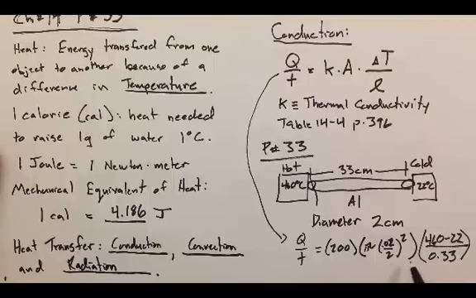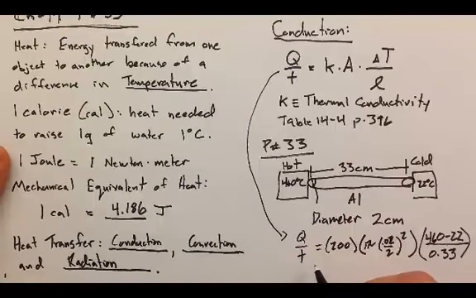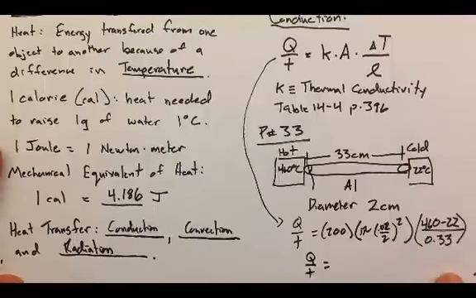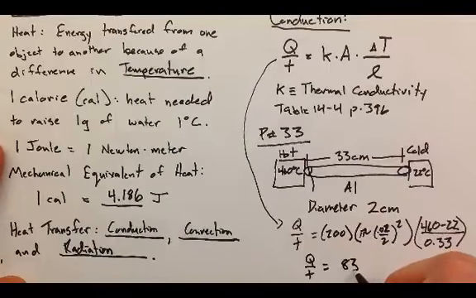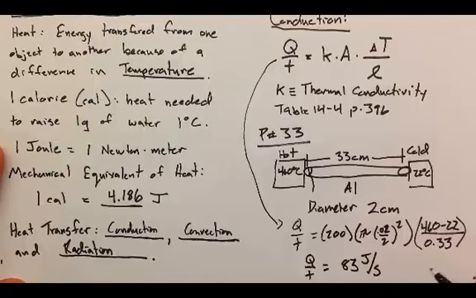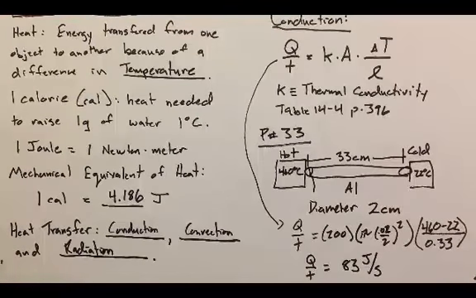Notice here I'm using all meters for my units, and for my temperature difference, I can use either Celsius or Kelvin, because remember the temperature difference between two objects will be the same, whether it's Celsius or Kelvin. And if I plug all that in, I will get a rate of heat transfer of 83 joules per second, or I could also label that watts. Okay. All right, nice work, AP Physics students.